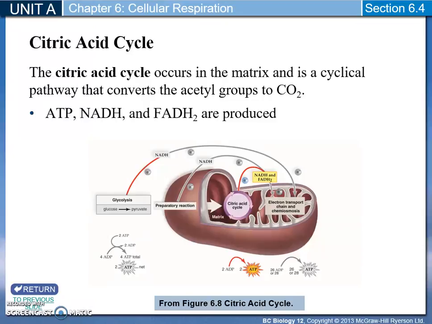Now we have phase 3, the citric acid cycle. This also occurs within the matrix of the mitochondrion, and it's a cyclical pathway that converts the acetyl groups to carbon dioxide. In this phase, ATP, NADH, and FADH2 are produced.